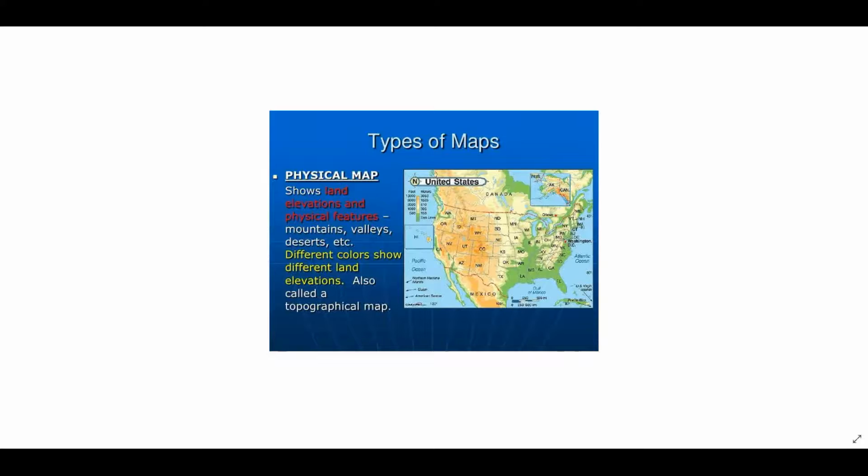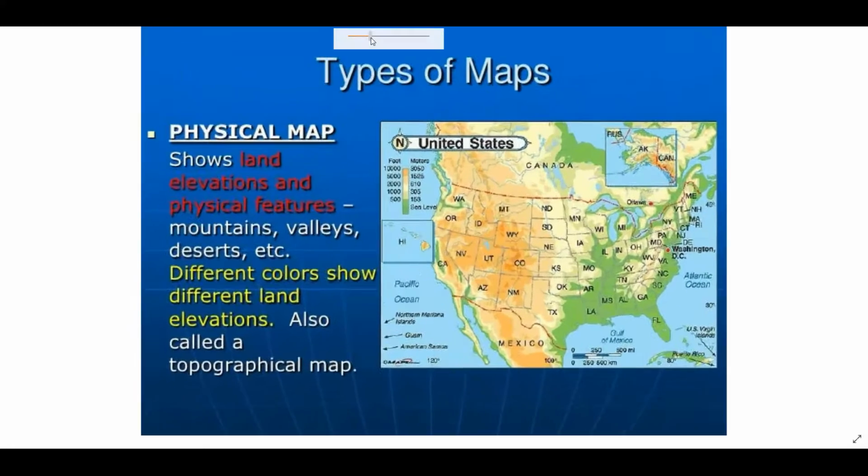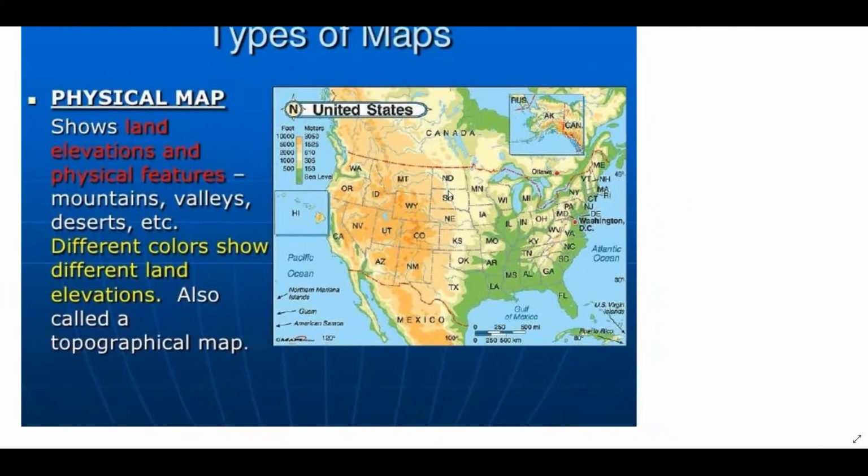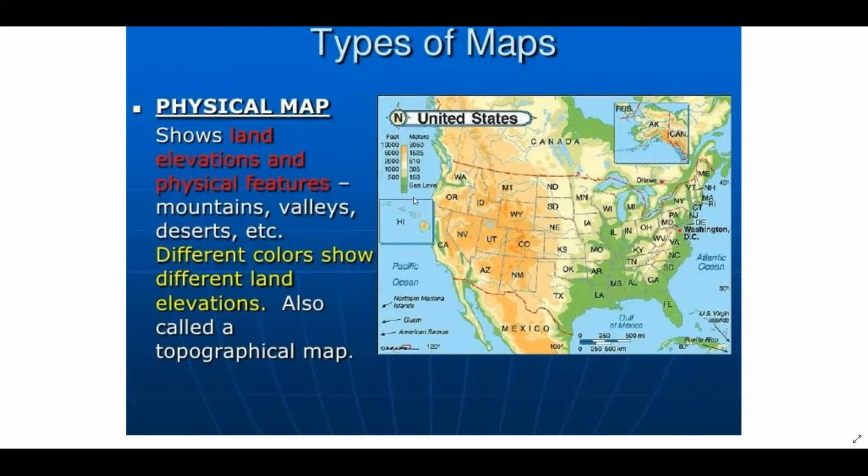But you see the different, let's zoom in right here. Woo! All right. So you see all the different layers, kind of. The dark green is going to be sea level, near sea level. That means it's low. And this dark brown right here, that's high. That means it's mountainous right here. So that's what a physical map shows you. It shows you the physical features of an area.